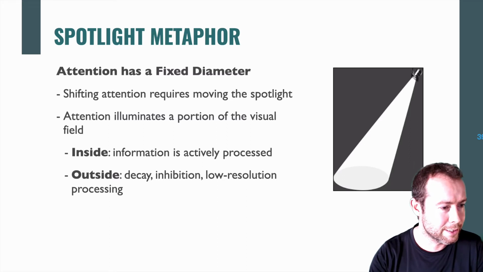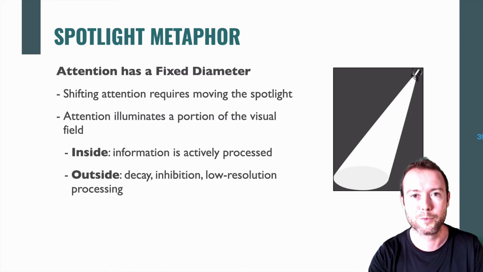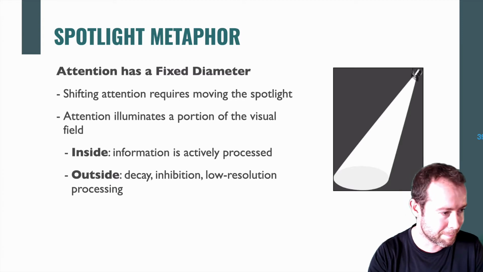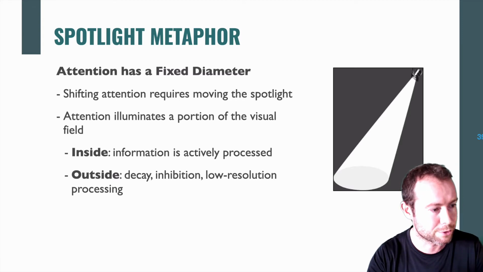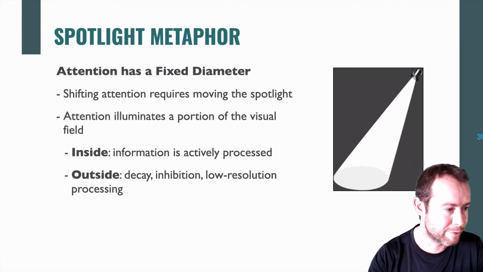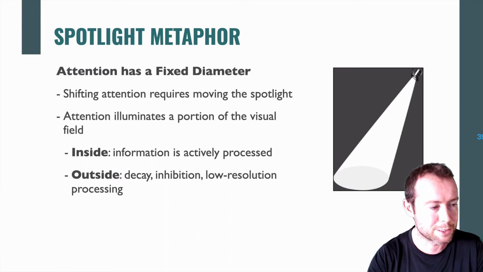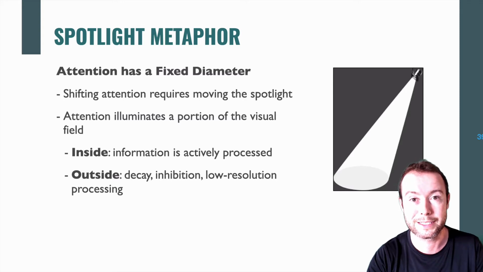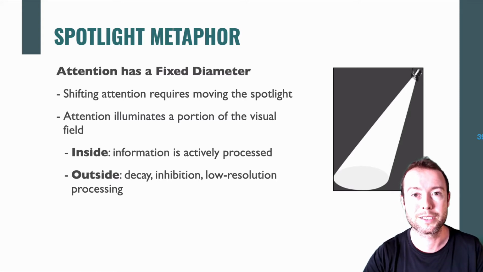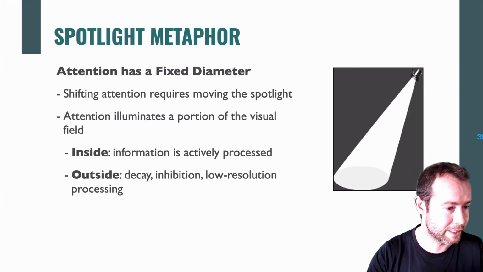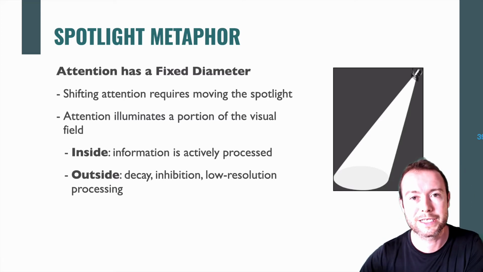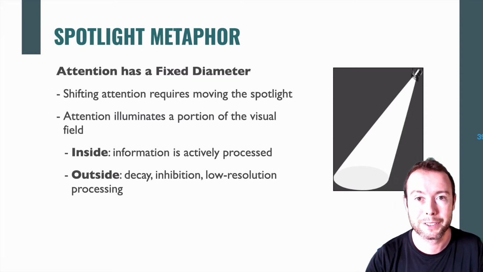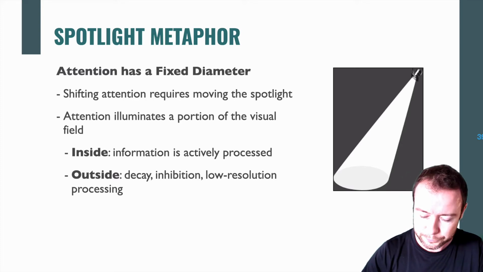Michael Posner was one of the main proponents of this spotlight metaphor, who argued that shifting attention requires moving this spotlight around. Our attention illuminates a portion of the visual field, and everything inside that attentional spotlight is processed at a high resolution. It's actively processed, whereas everything outside decays rapidly and is processed at a very low resolution.